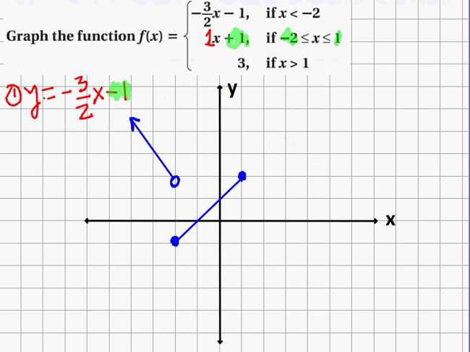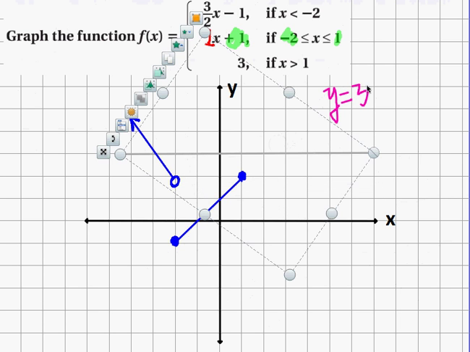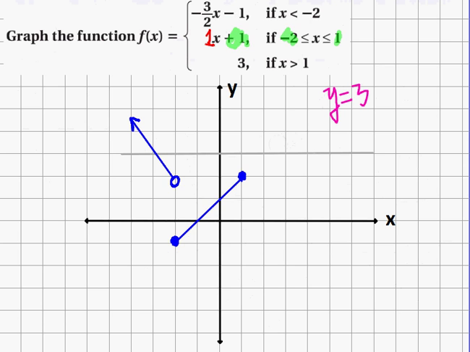And finally, our third graph is just a line whose equation is 3. So it's y equals 3, which is a horizontal line. So let me take our gray line here, make it horizontal, and I'm going to put it through y equals 3.